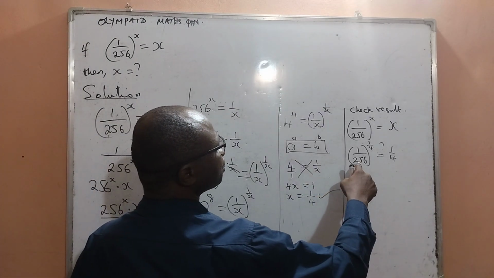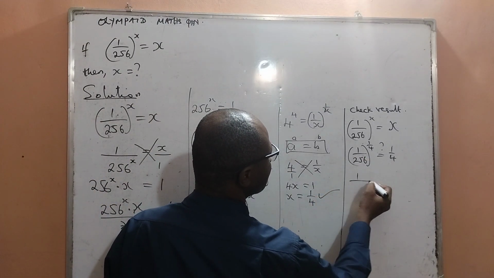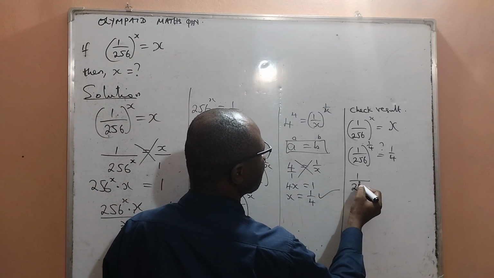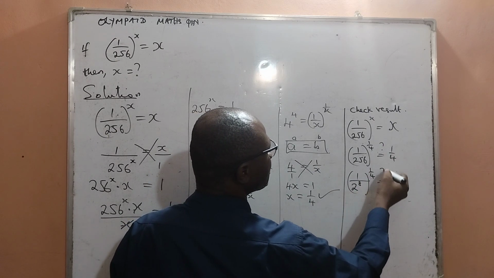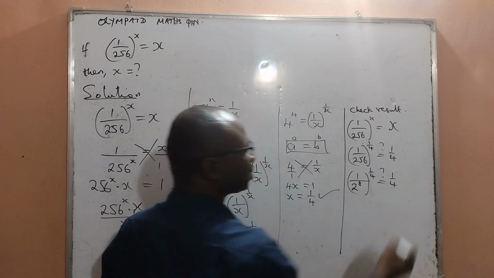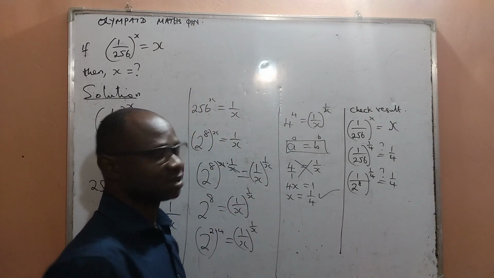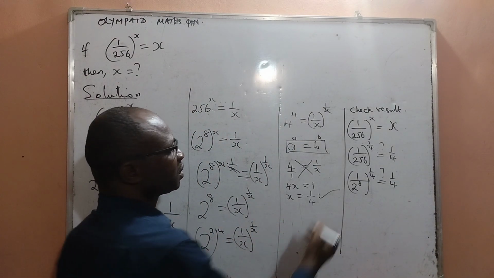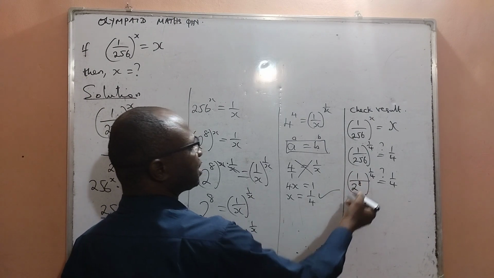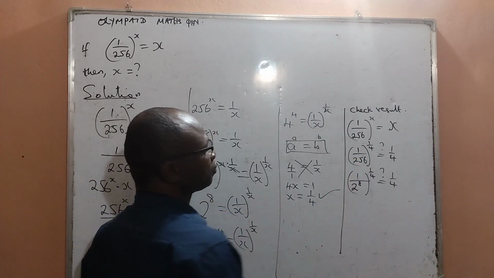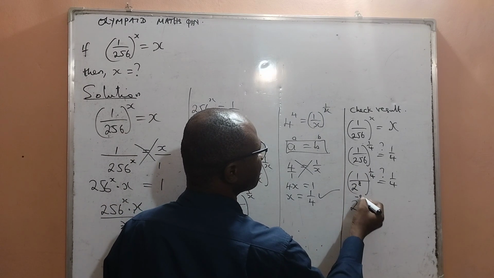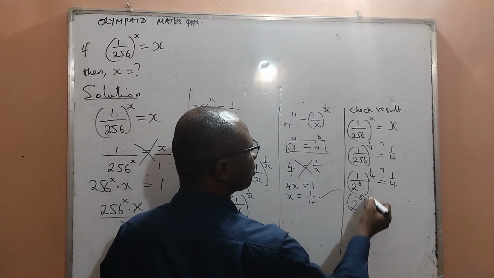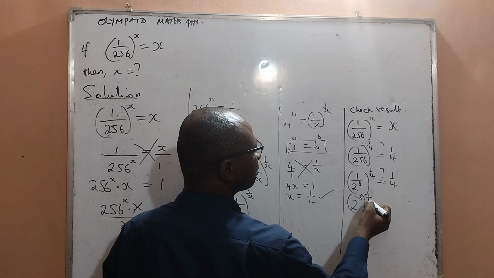Now, 256 is the same thing as 2 to the power of 8, all to the power of 1 all over 4. Will this be equal to 1 all over 4? By indicial law, 2 to the power of 8 at the denominator can be brought to the numerator to be 2 to the power of minus 8, then multiplied by 1 all over 4.